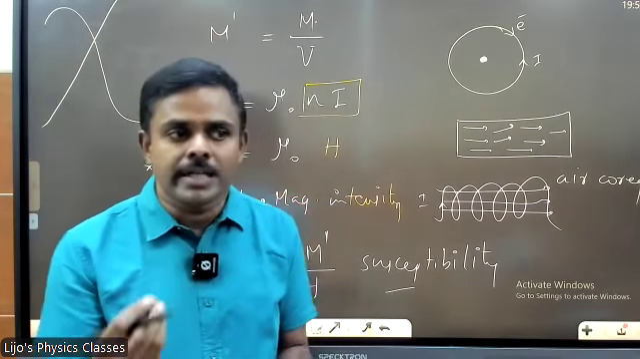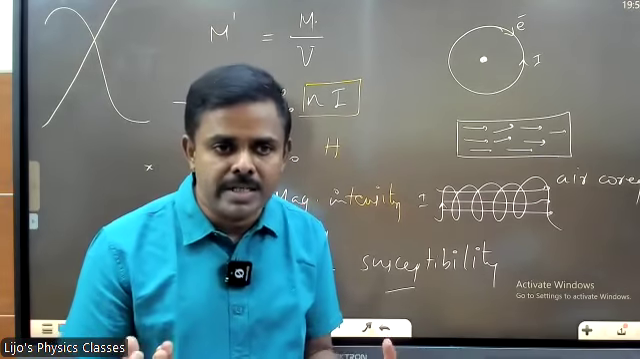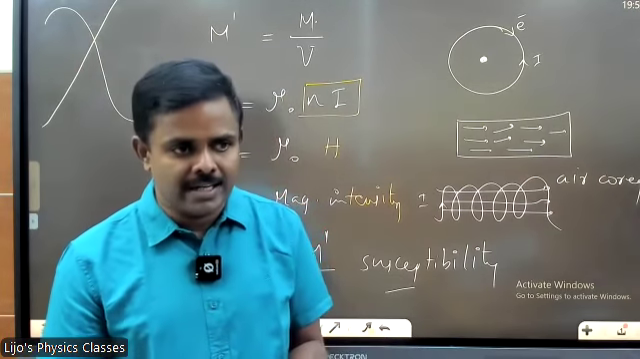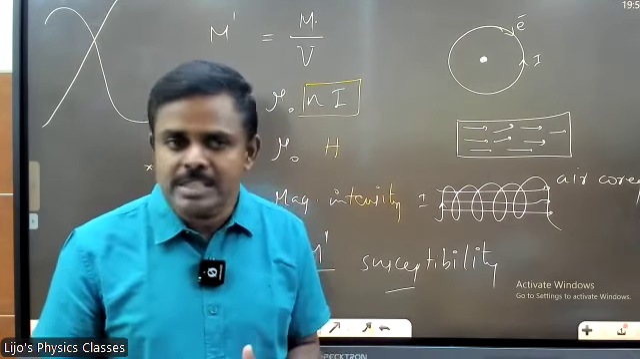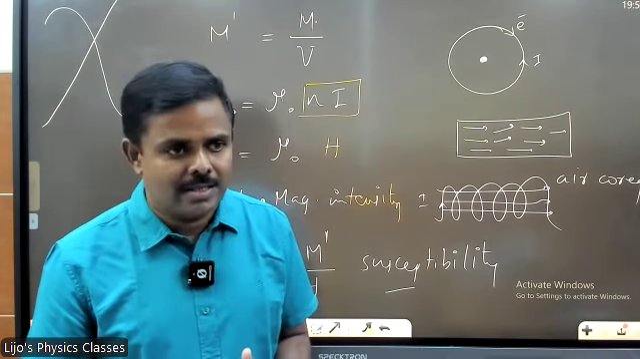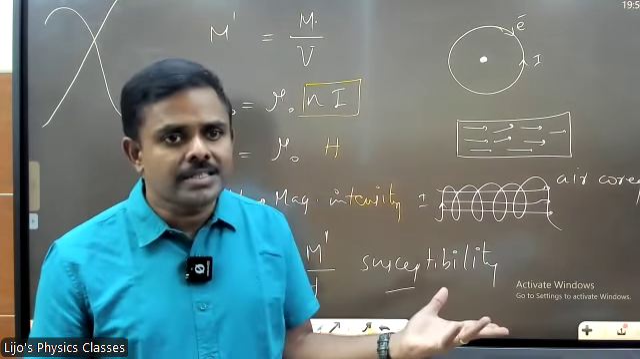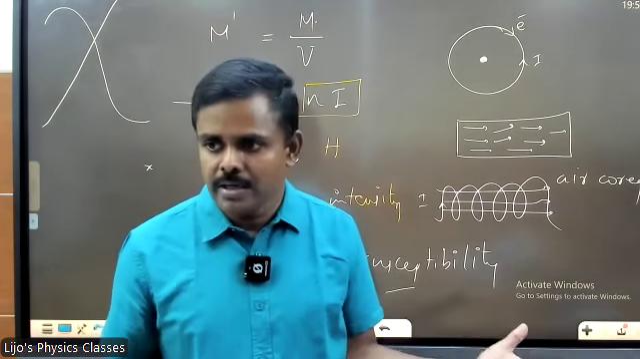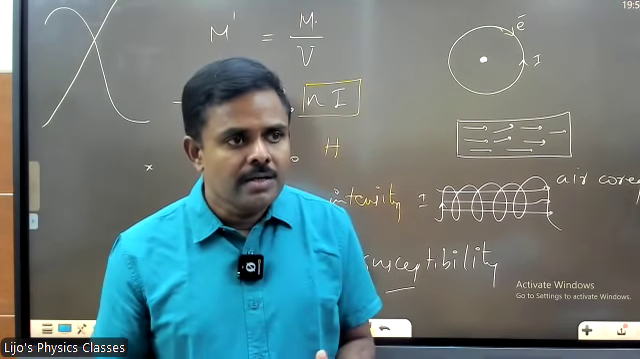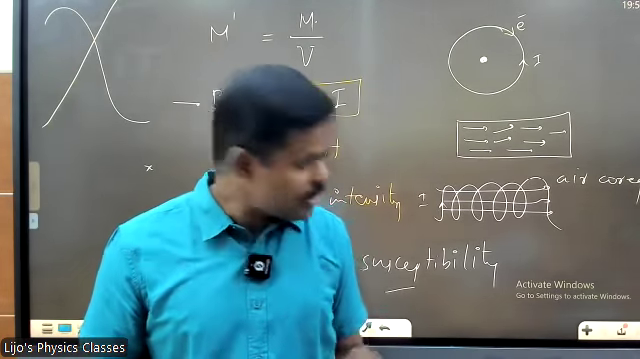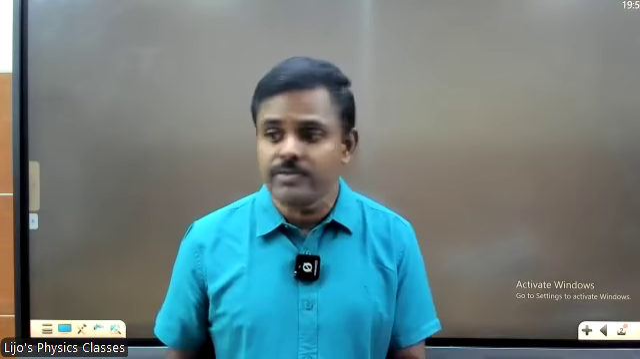It is a term that tells you how fast a substance responds to a magnetic field, how easily a specimen can be magnetized. Understood? If chi is large, it is easily magnetizable. If chi is small, it is very difficult to magnetize. Why should I tell you? Because I'm going to tell you the classification now.